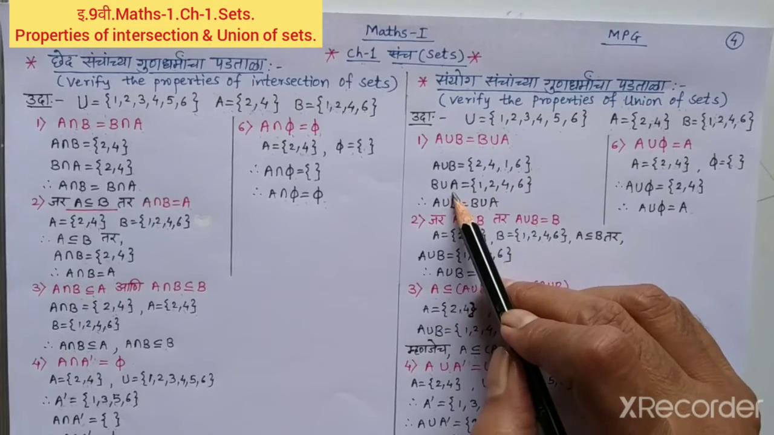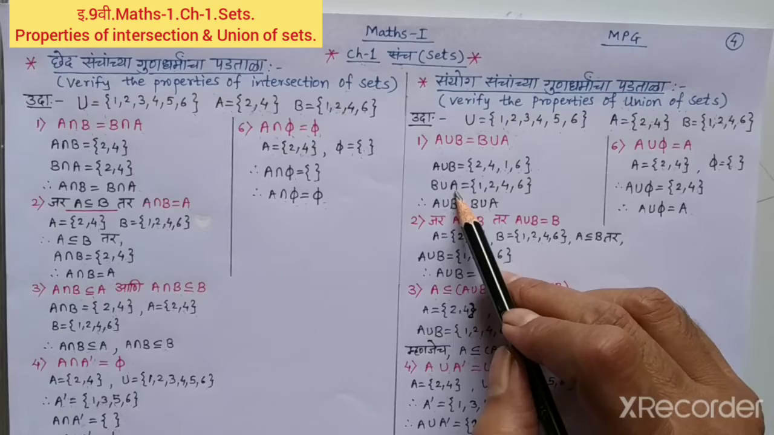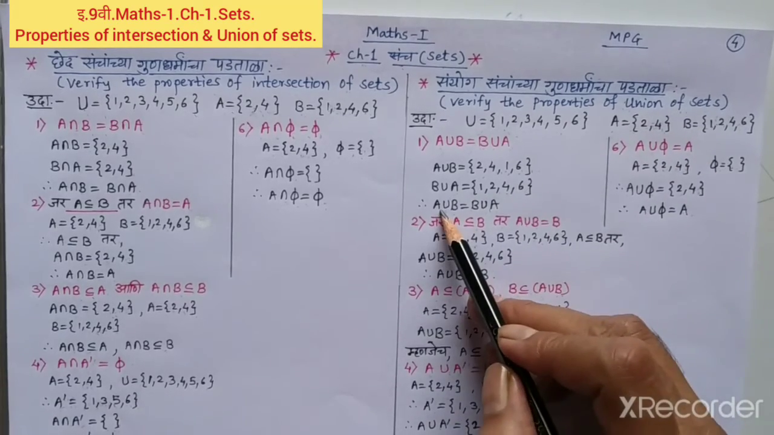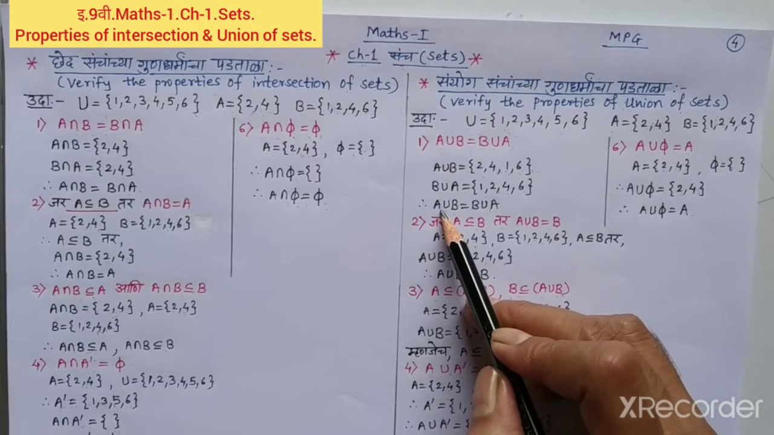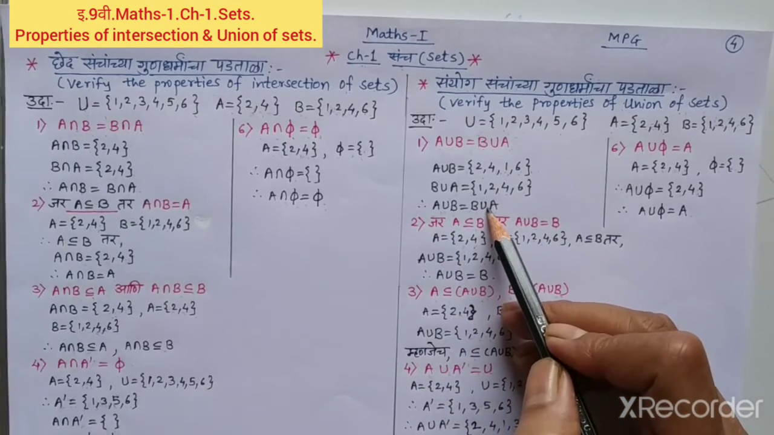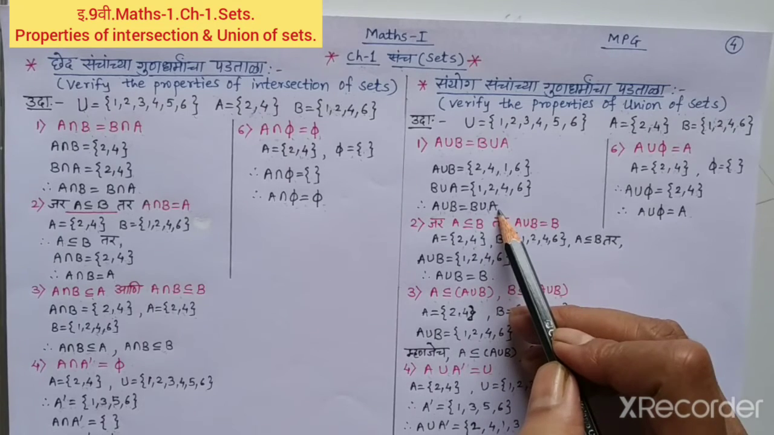Similarly, we can take the union of B union A. So same sets are there, so their union will be same. So first property we have learned here, A union B is equal to B union A. So this is the first property we have verified here.